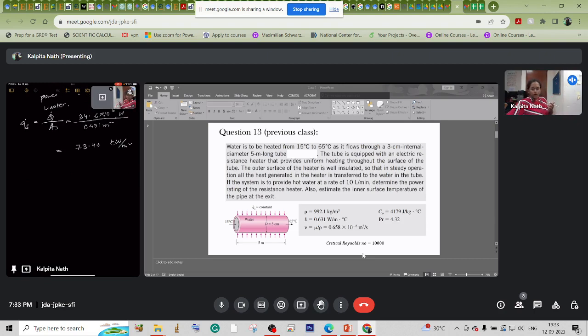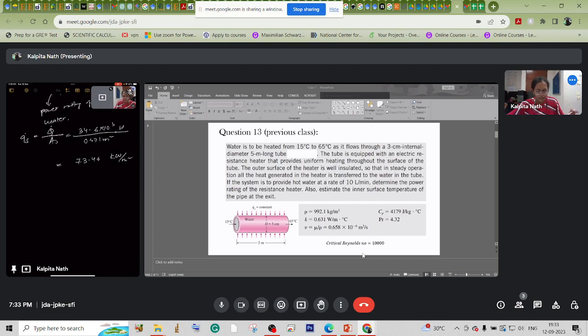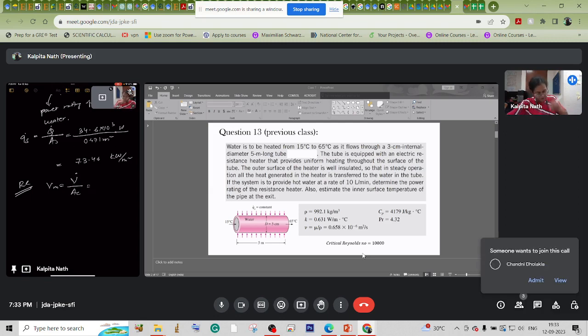Now, what we have to do? We have to first calculate what equation we'll be using, that is whether this is a laminar or turbulent flow. First we have to find out that. So for that we need Reynolds number, and for Reynolds number we need the mean velocity. So the mean velocity, from the volumetric flow rate, we can easily calculate as V dot upon cross sectional area, right? Because the volumetric flow rate is equal to velocity into the cross sectional area.